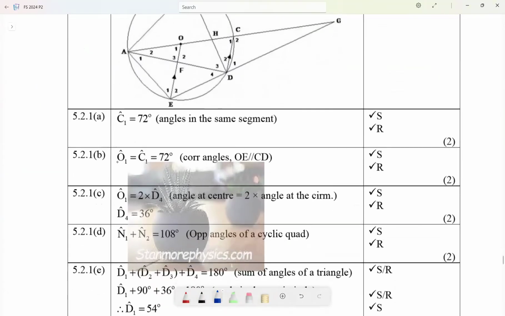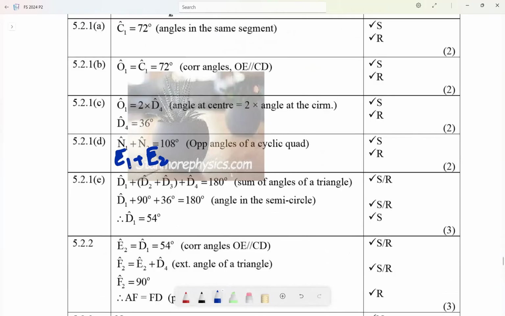Can you see now the memo is making mistakes? This was not N1. Here it was E1 plus E2. So do not become confused. Here it was E1 plus E2. Sometimes what they do, they just copy and paste from the examiners. So yeah, don't be confused sometimes.